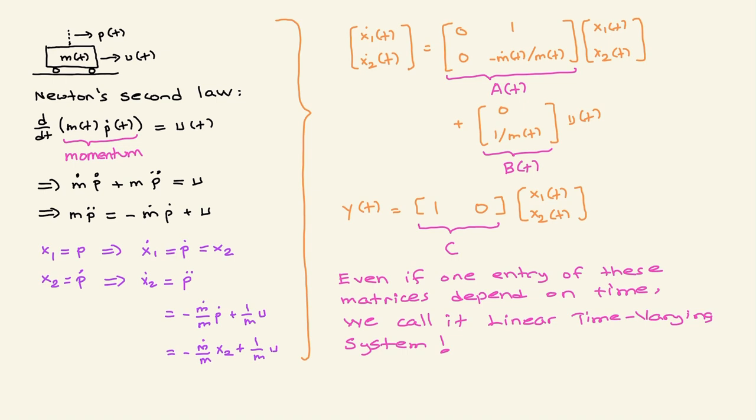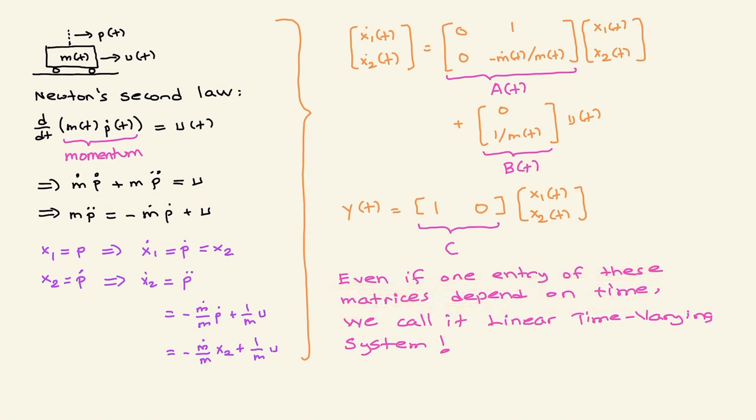Anyway, in this case we have A and B depending on time, through the time rate of change and time variation of this mass. The C matrix doesn't change with respect to time, since we just measure the position of the cart. So this is the state space representation of this system, and in this case we are looking at a linear time varying system, because at least one of these matrices, in this case two of them, depend on time. The rule of thumb theoretically is that even if one entry of these matrices depends on time, we call it a linear time varying system, right?